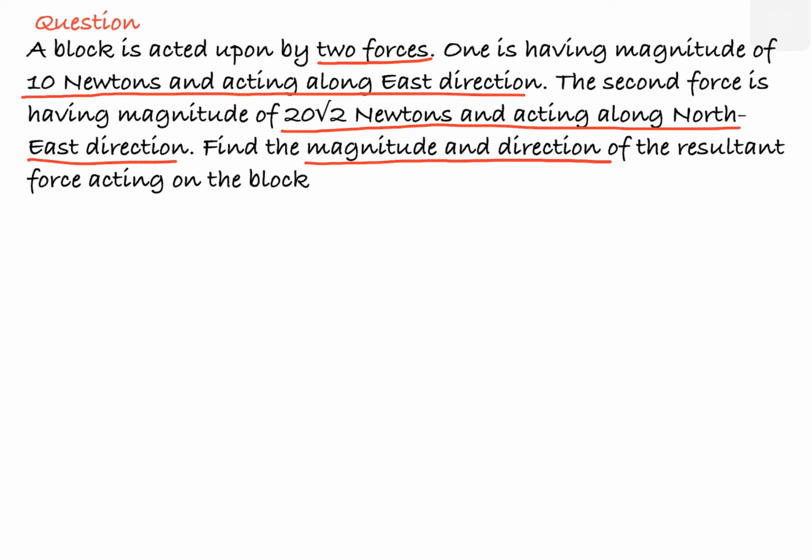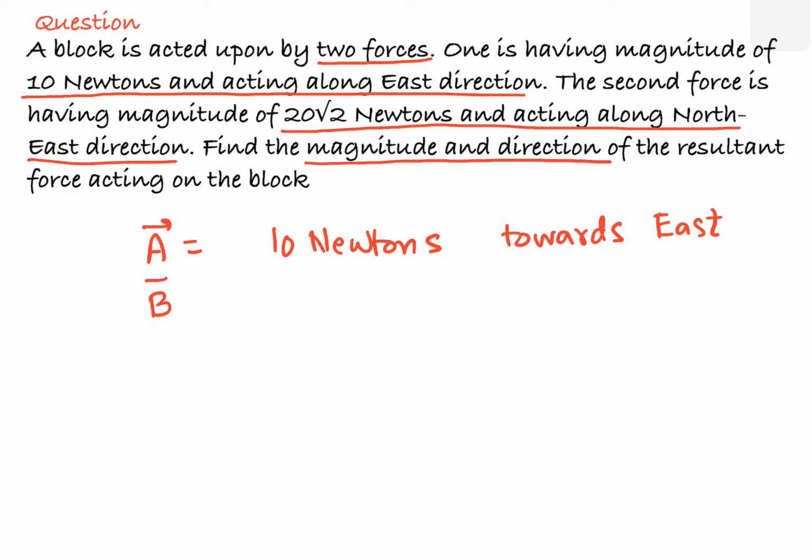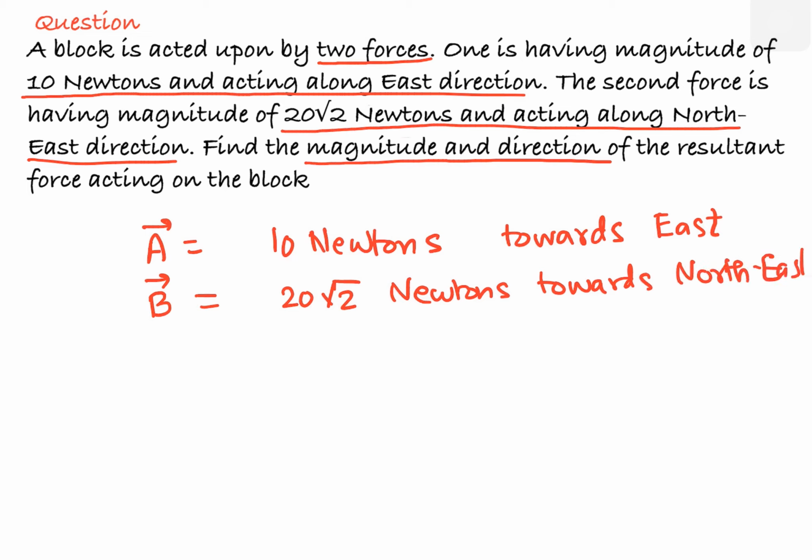So let's first say we have force vector A, which is 10 Newtons towards east, and we have force vector B, which is 20 root 2 Newtons towards north east.